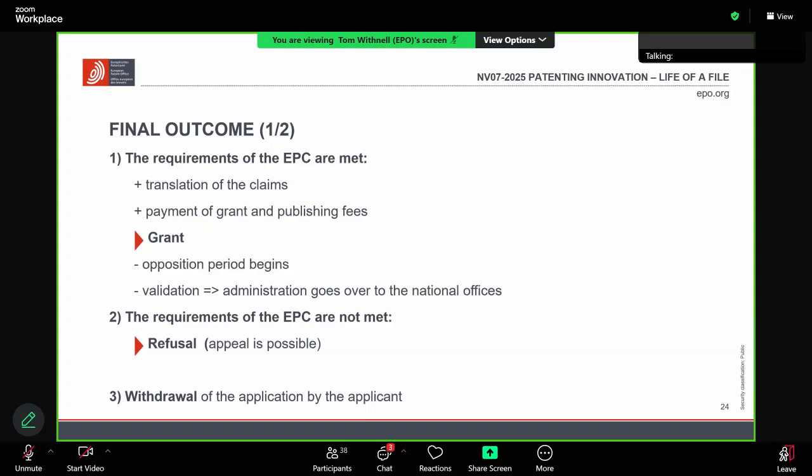As I said, once a patent is granted, there are some post-grant procedures which start, and namely the opposition period begins. The opposition period lasts 9 months. And once the patent goes national, the administration and the legal issues are transferred to the national courts. And once the opposition period is over, all the opposition proceedings are terminated, and the patent is entirely the competence of national courts, or as we saw, of the Unitary Patent Court.